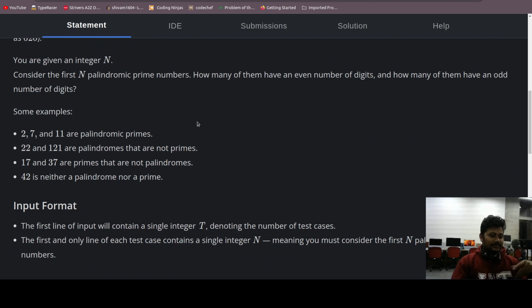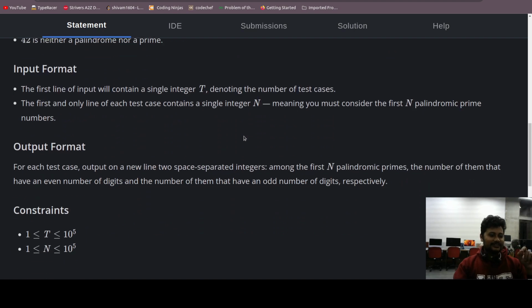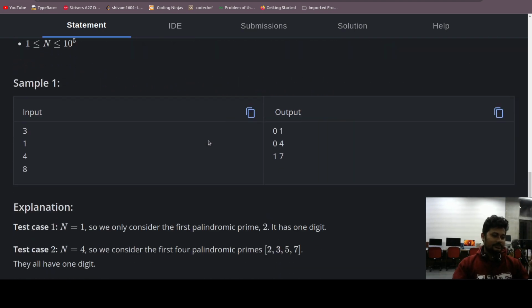So after checking multiple test cases, I got to know that if n is greater than 5, there is one even and n minus 1 odd numbers, and if the number is greater than 5, all the palindromic prime numbers are of odd length only. So there is only one prime number of even length, that is 11. After knowing that fact, you can calculate it very easily.